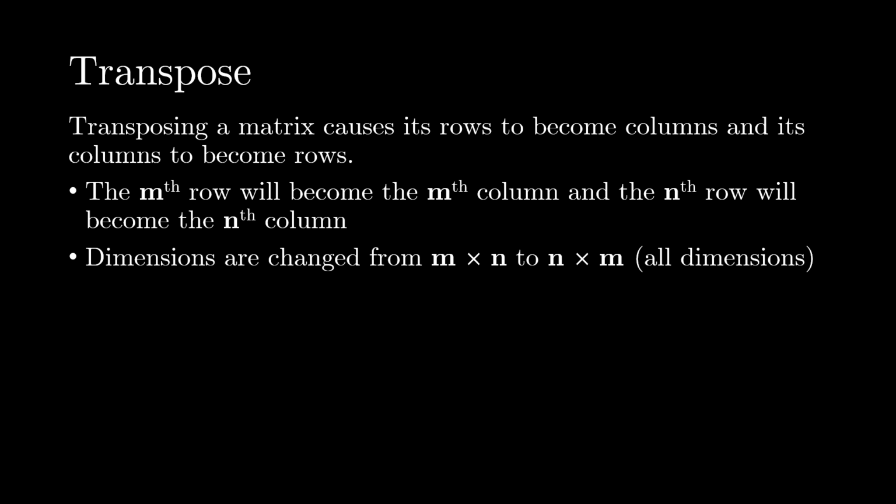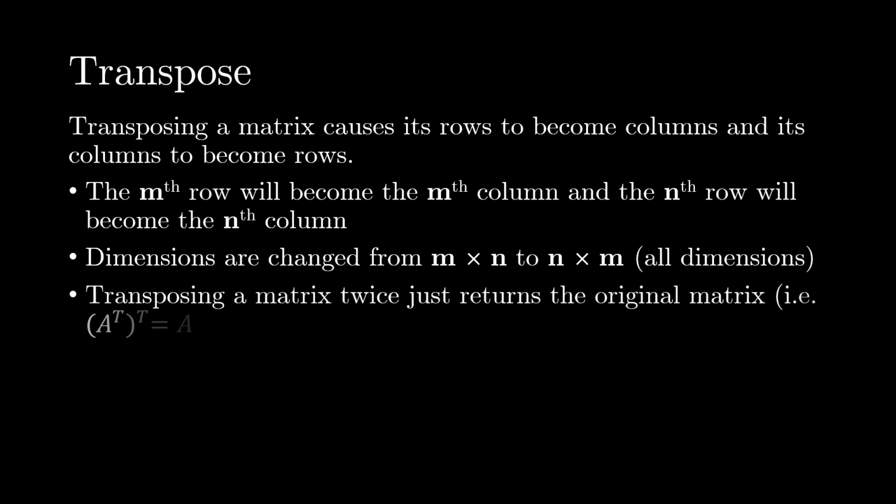Transposing a matrix twice just returns the original matrix. So if you do it twice, it will return the original matrix A in this scenario. And note that this T to the power is the notation for transpose effectively.